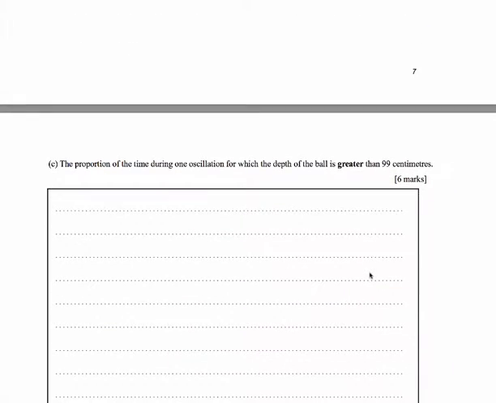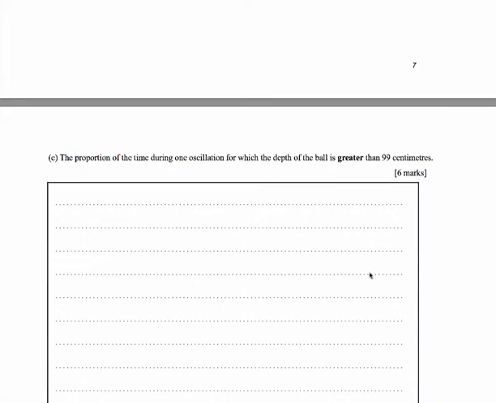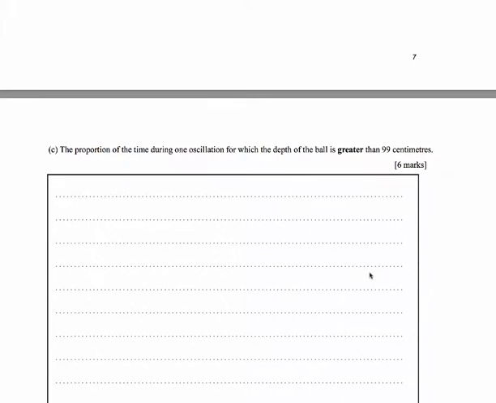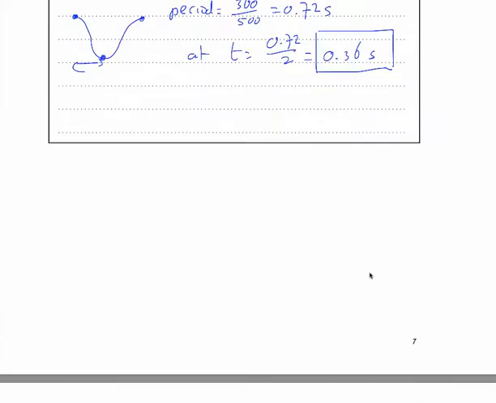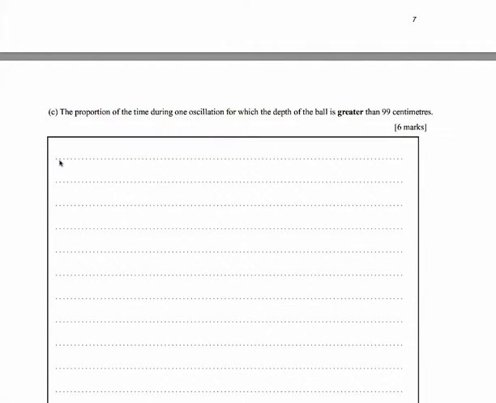The proportion of time during one oscillation for which the depth of the ball is greater than 99 centimeters. Oh, wait a minute. Greater than. All right, so, okay.